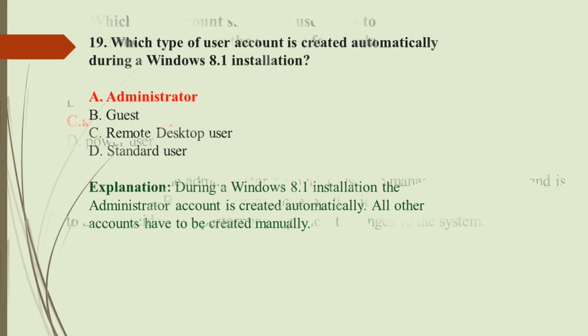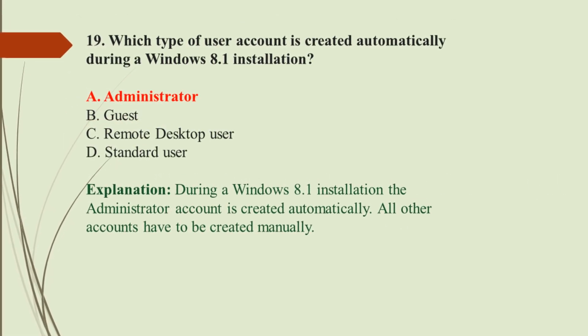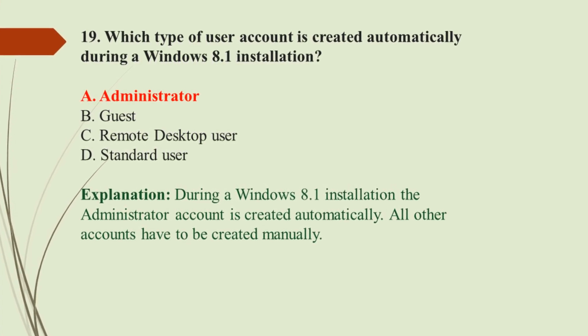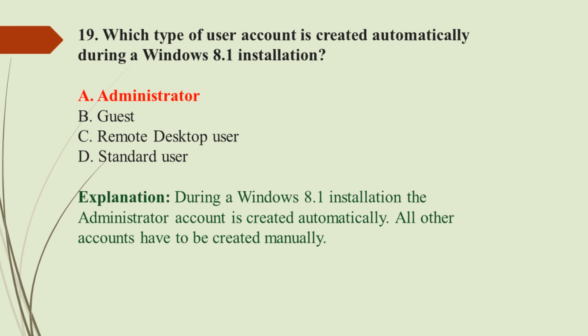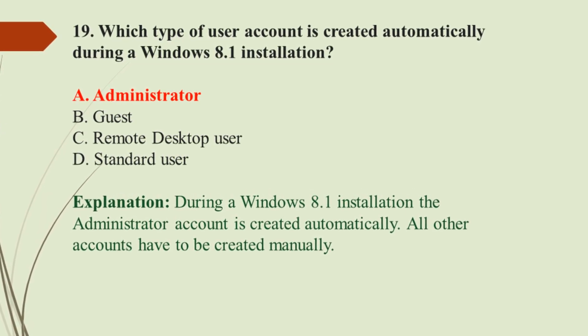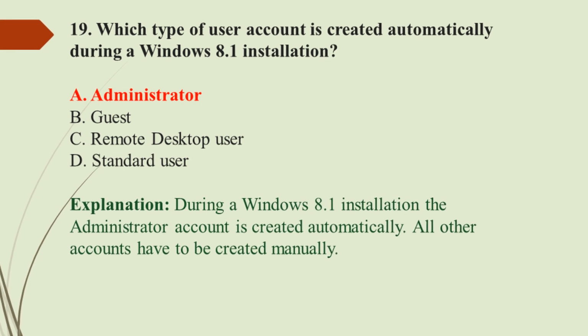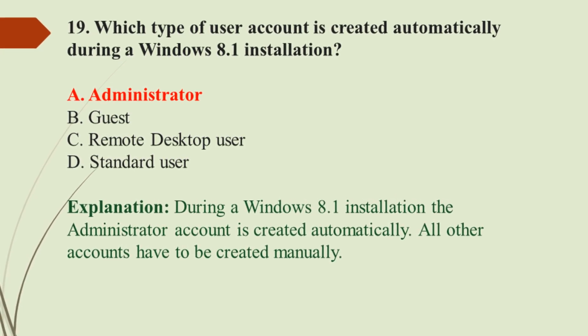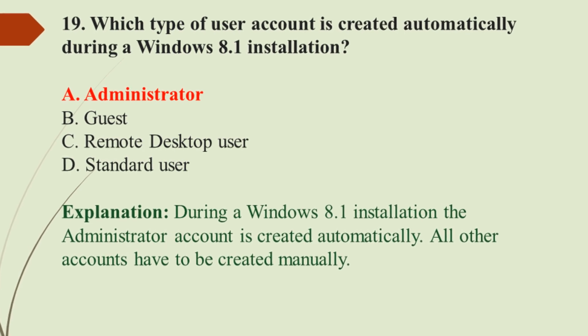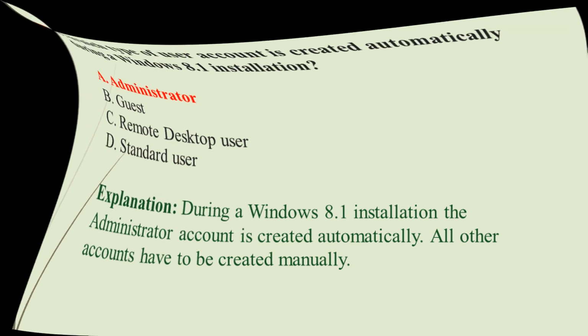system. 19. Which type of user account is created automatically during a Windows 8.1 installation? A. Administrator. B. Guest. C. Remote desktop user. D. Standard user. Explanation. During a Windows 8.1 installation, the administrator account is created automatically. All other accounts have to be created manually.